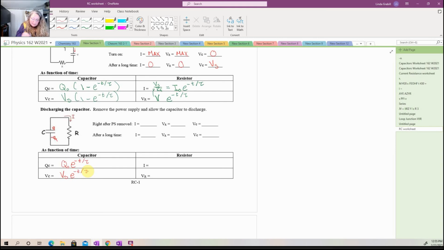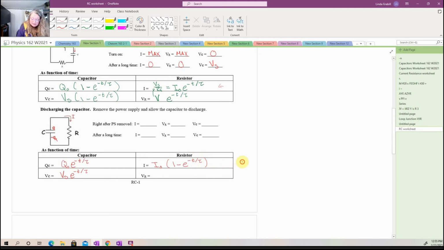So what's happening with my current? Let's see. If I do this choice, I'm saying current is at a maximum at time t equals 0. At t equals 0, there is no current, so that's not possible. That means that my current is increasing with time. So it's going to be like my I max times 1 minus e to the negative t over tau.